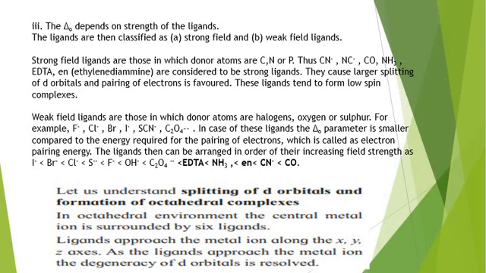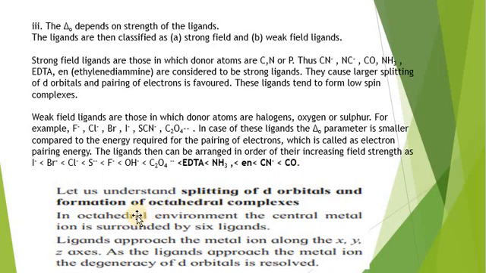whereas weak field ligands, examples of which are fluoride, chloride, bromide, iodide, thiocyanate, carboxylate. These are the ligands where the delta O parameter is smaller than the energy required for the pairing of electrons, which is called electron pairing energy. The ligands can be arranged in order of increasing field strength, where iodide has the least, whereas CO would be the most.